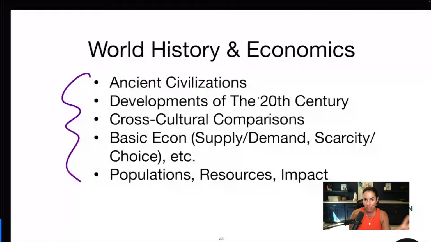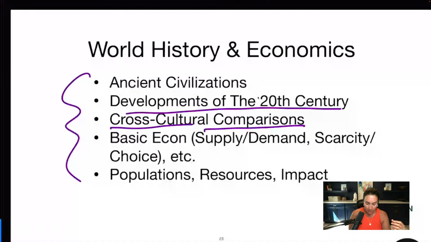I try to break down the most important parts, but it's everything from the world wars, the Civil War, even though that's covered in U.S. history, it's also a piece of world history. World War I, World War II, the Cold War, stuff like that. Those are all developments of the 20th century. Cross-cultural comparisons, what was going on in these different ancient civilizations.